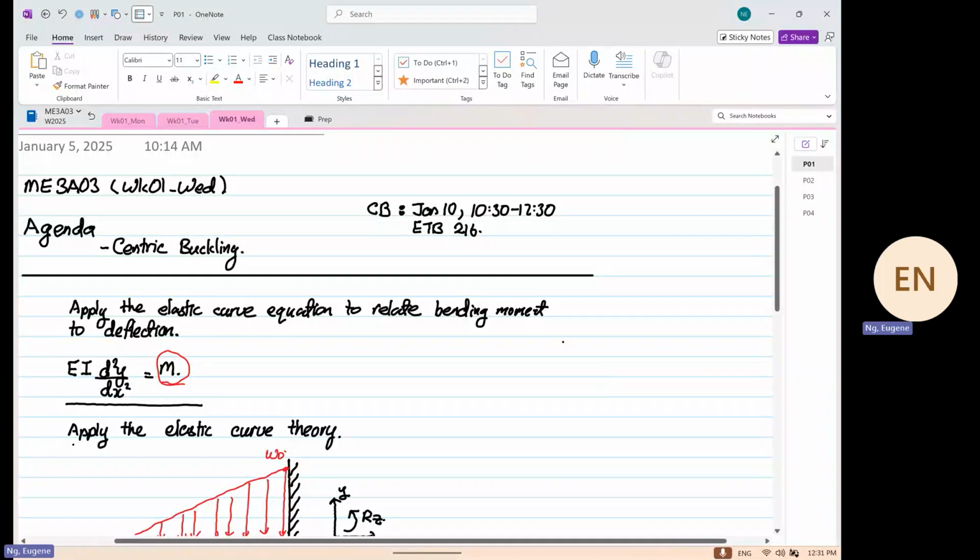Today we're going to continue on our topic regarding buckling.